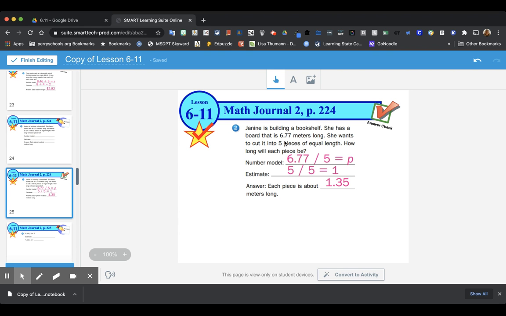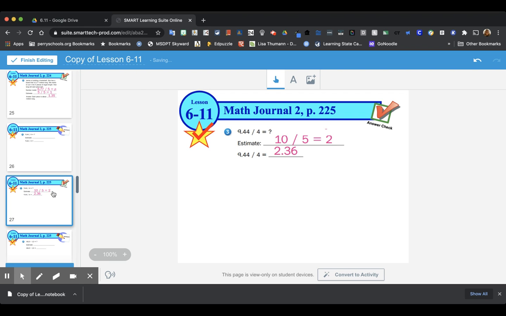So that's just telling us the place value that our final answer should be in. So remember that your estimate doesn't have to be rounded to the nearest whole number. It can be rounded to the nearest benchmark that's easy for you to do an estimate. Once you do 6.77 or 677 divided by 5 and you finish moving the decimal back, you get 1.35 or 1 35 hundredths.